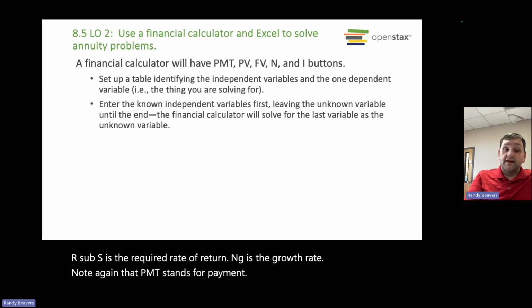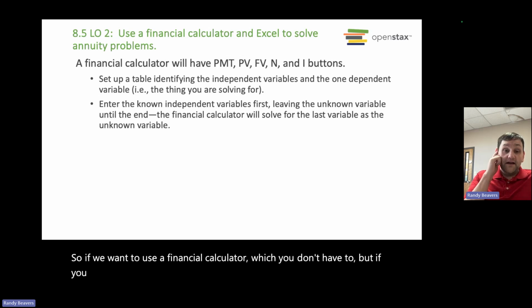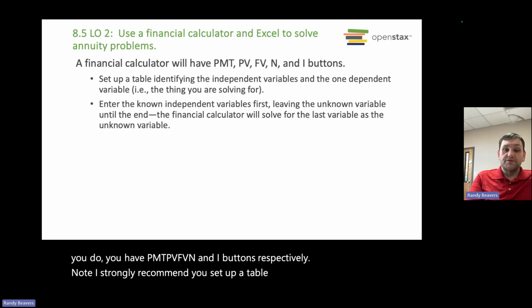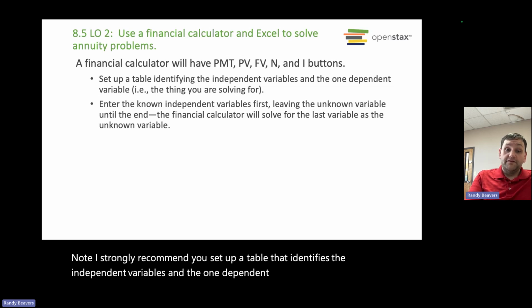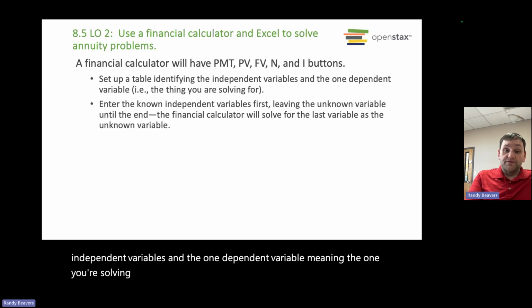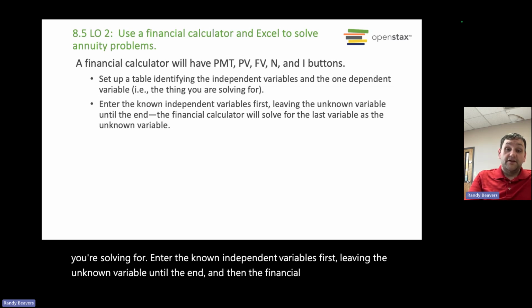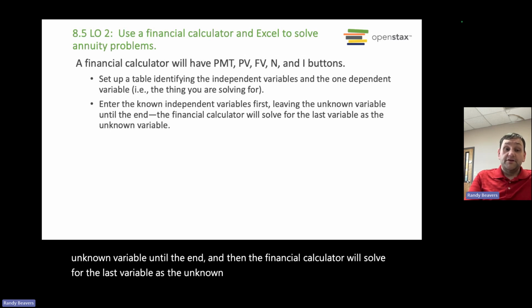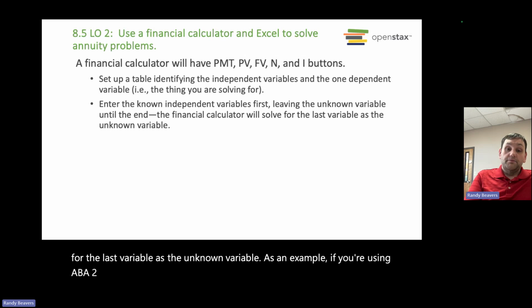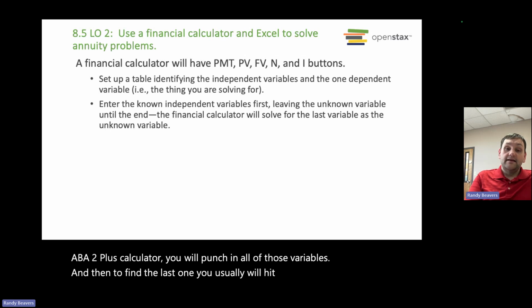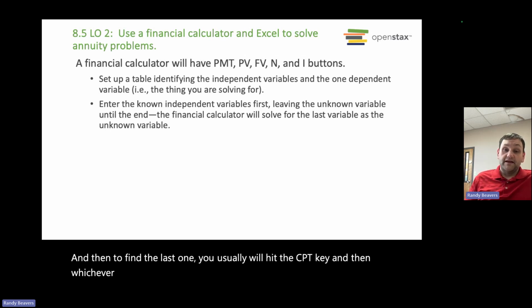If we want to use a financial calculator, which you don't have to, but if you do, you have PMT, PV, FV, N, and I buttons, respectively. I strongly recommend you set up a table that identifies the independent variables and the one dependent variable, meaning the one you're solving for. Enter the known independent variables first, leaving the unknown variable until the end, and then the financial calculator will solve for the last variable. As an example, if you're using a BA II Plus calculator, you will punch in all of those variables, and then to find the last one, you usually will hit the CPT key, and then whichever key you're searching for, and the solution will be provided to you.